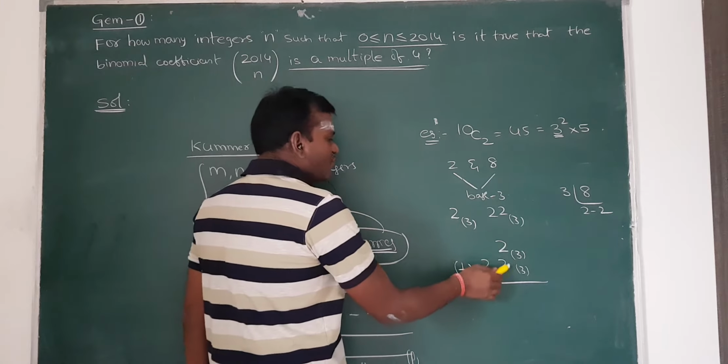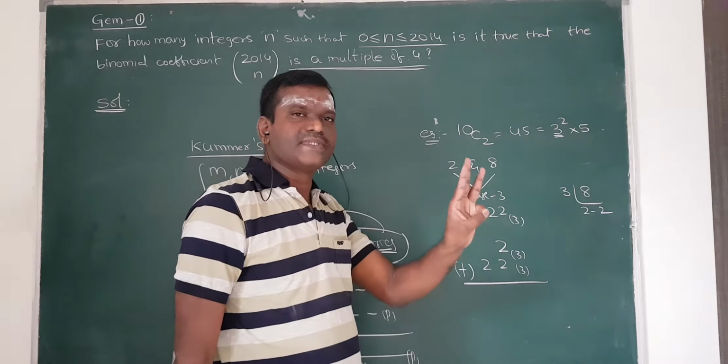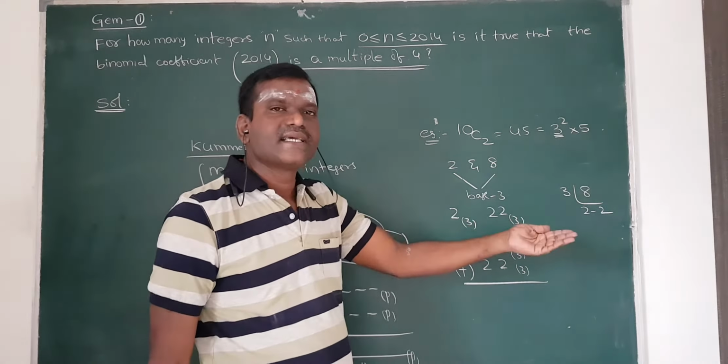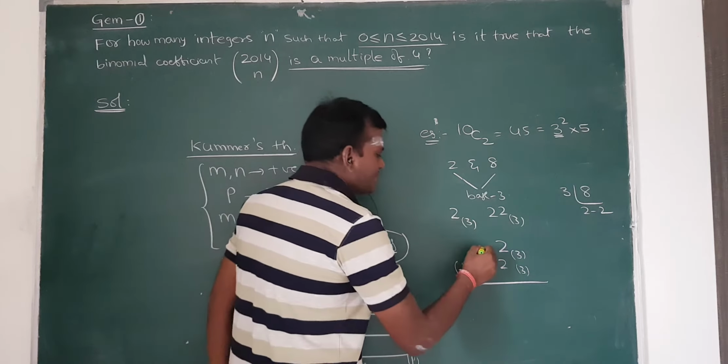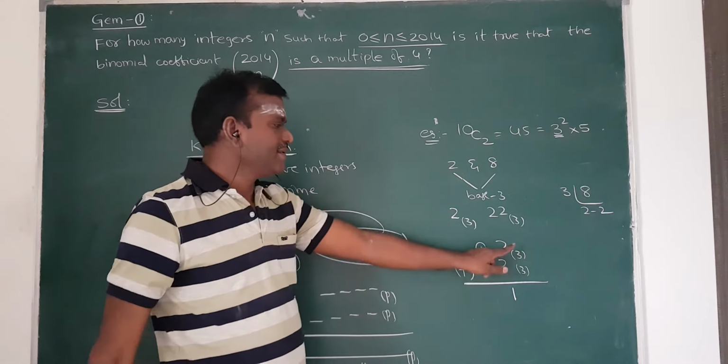So 2 plus 2, 4. But in base 3 system, the digits should be only 0, 1, 2. So 2 plus 2, 4 is, in base 3 format, 11. So that means 1 is carried here. 11. So 1 time is carried here.